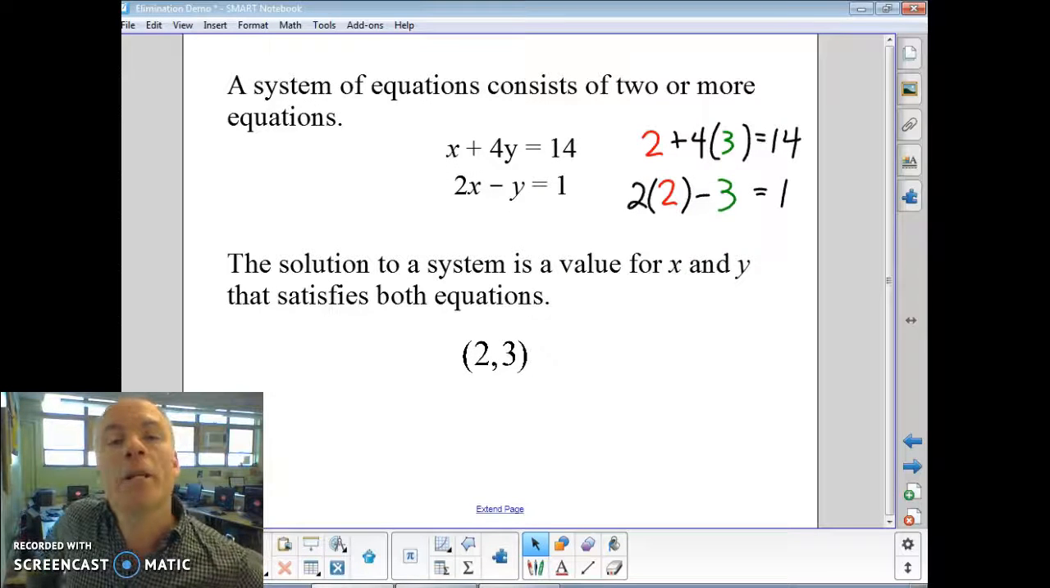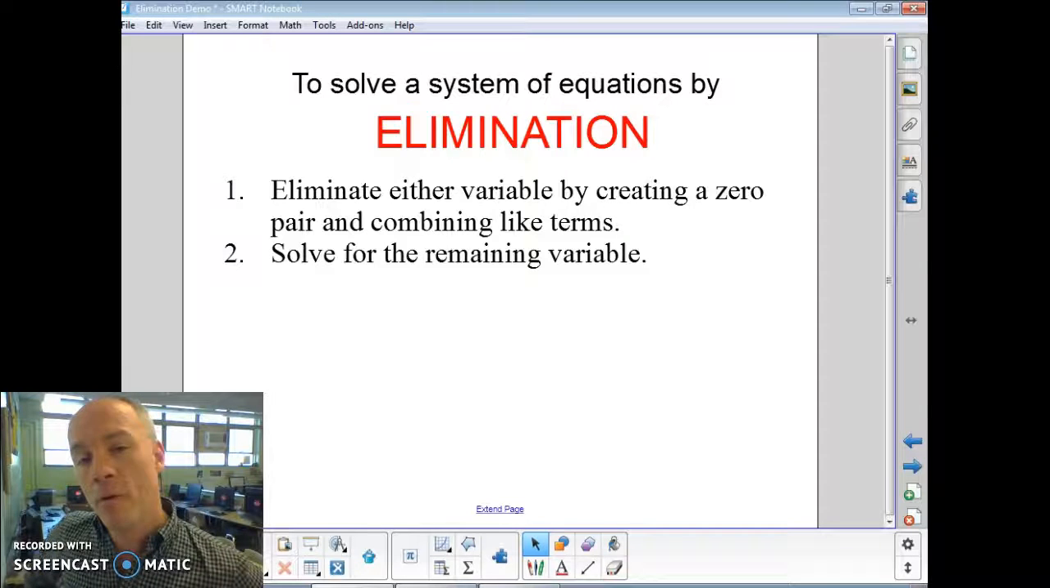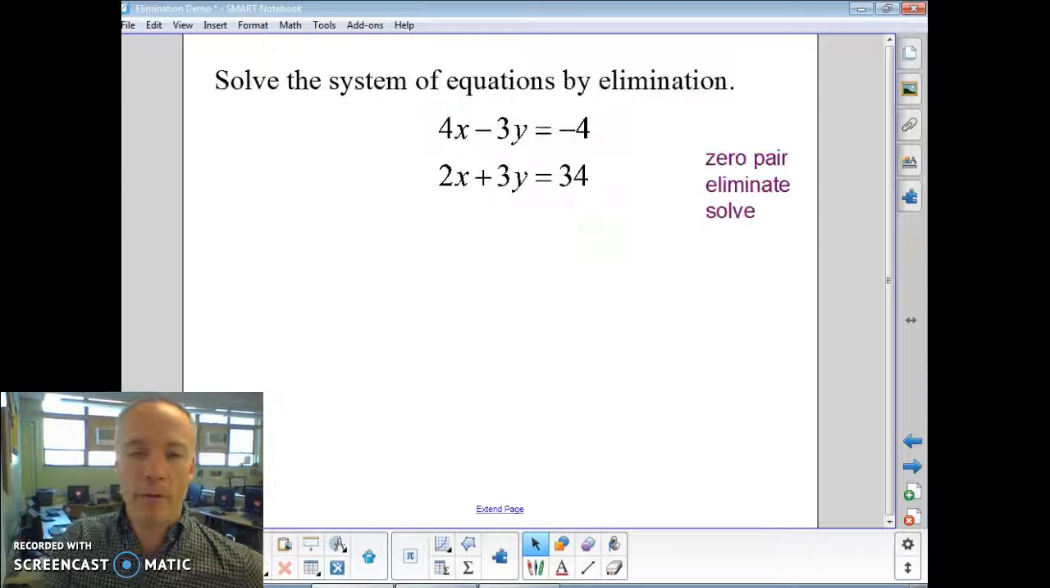Once again, a system consists of two or more equations, and the solution to the system is the x and y value that will work in both equations. So to solve a system of equations by elimination, your first step is to eliminate either variable by creating a zero pair and then combining like terms. Second step, solve for the remaining variable.